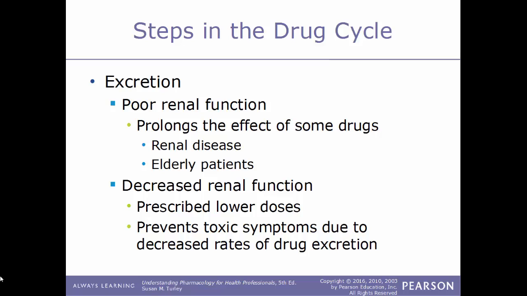Now, when it comes to excretion of drugs, poor renal function has a major impact on this step. Poor renal function will just prolong the effect of some drugs. Because if drugs are not eliminated from the body, they're going to continue to be active until they are completely metabolized or just eliminated from the body. So people who have a renal disease or people who are elderly, this is a big concern when administering the drugs. So patients that fall under this category, by having decreased renal function, must be prescribed lower doses of a drug in order to prevent toxic symptoms due to the decreased rates of drug excretion.